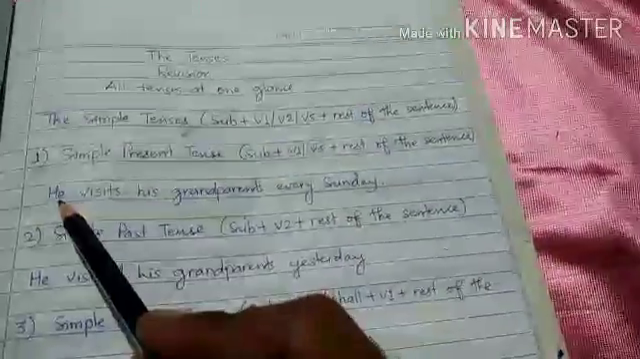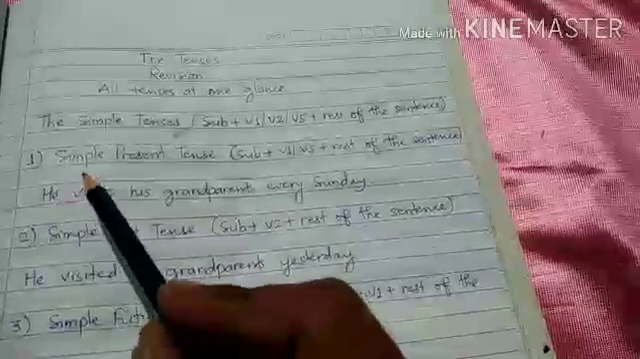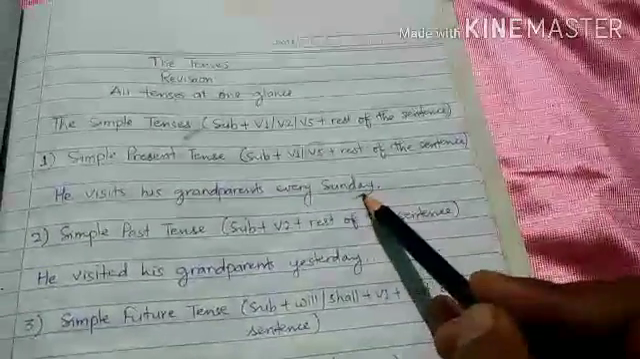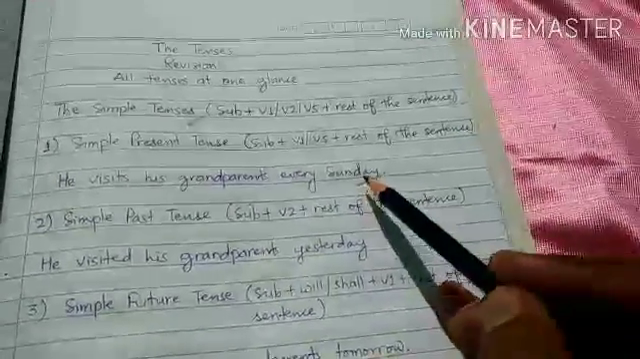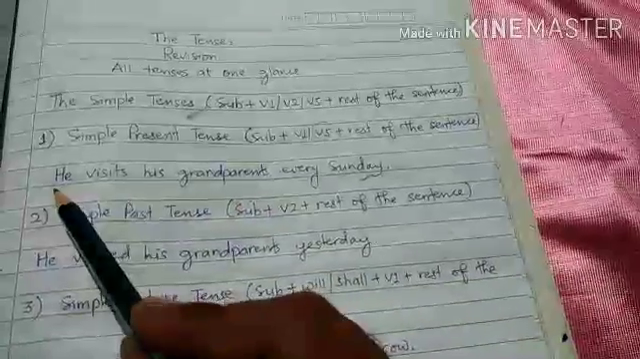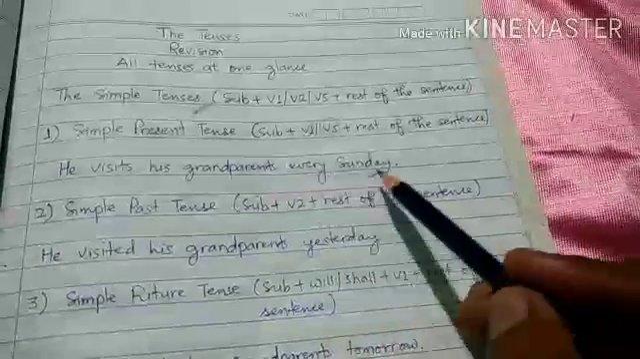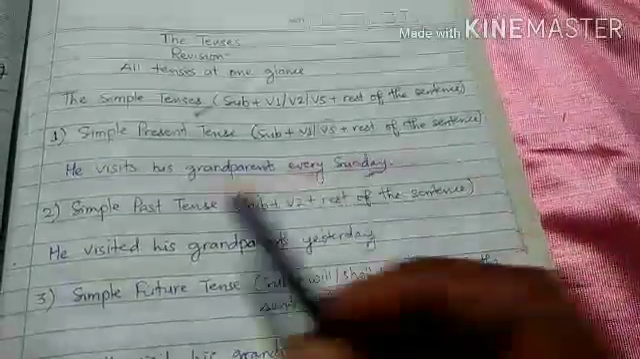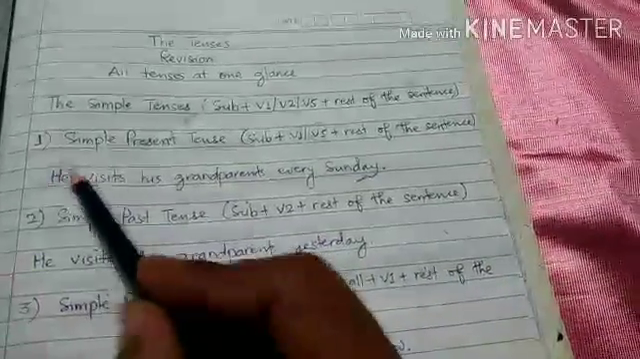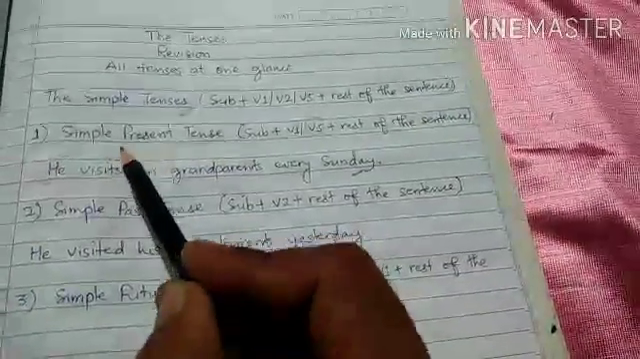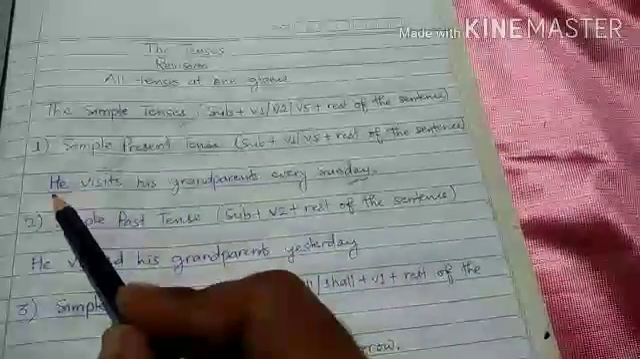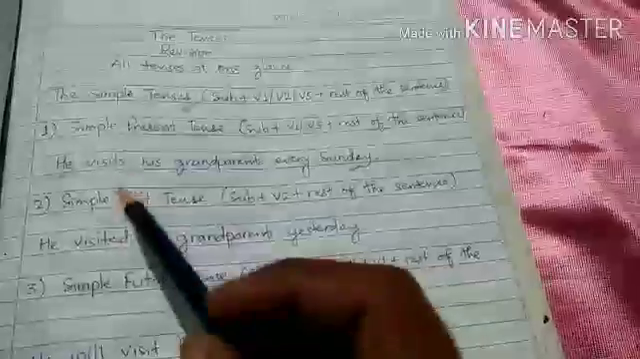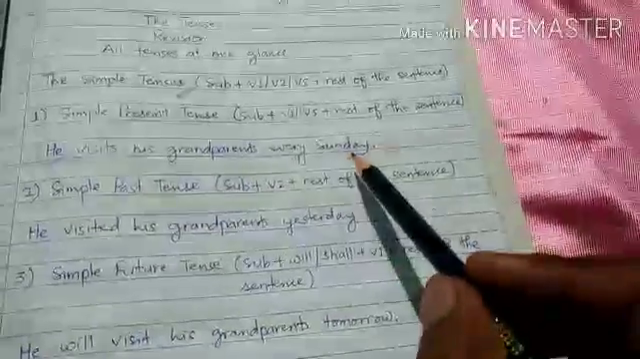So now see, we have already understood the uses of simple present tense. I have just taken a sentence here which is an example of the simple present tense. See here, he visits his grandparents every Sunday. So this sentence is in simple present tense. Subject is here, visits, B5 is here. As I have already told you, if the subject is singular, we use B5. He visits his grandparents every Sunday.